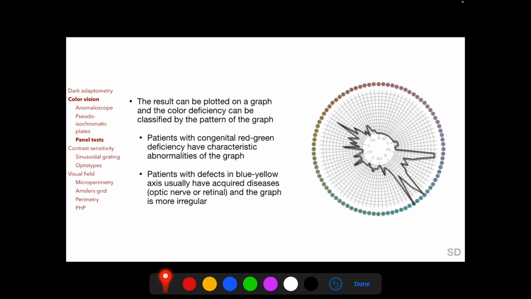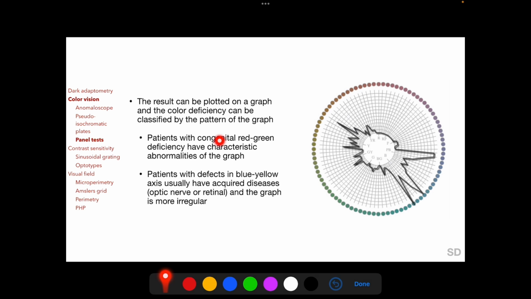The result can be plotted on a graph, and the color deficiency can be classified by the pattern on the graph. For each numbered cap, the graph is marked at the point corresponding to a number which increases from the center to the periphery, and this number is the average of the difference of the number of the cap representing that line and the number on its two adjacent caps. So the number of abnormal marked points depends on the number of tablets misplaced, and the point is marked further in the periphery when the distance of displacement of the cap from its position in the normal order is larger.